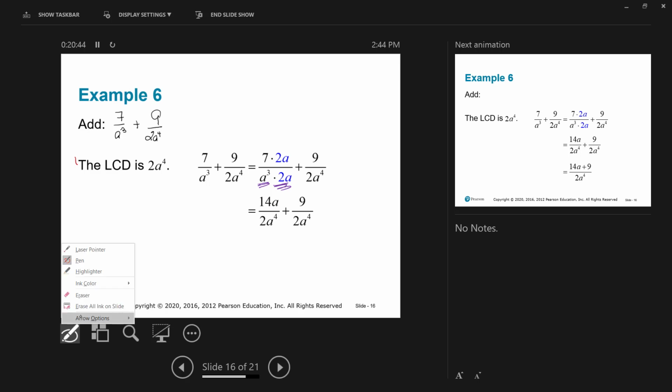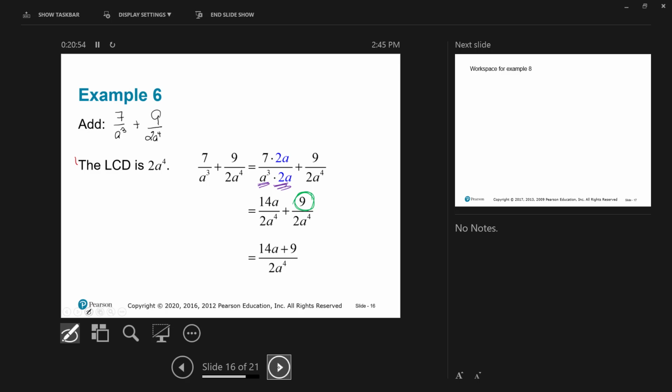Now let me ask you something. Since the denominators are the same, are we able to add? Yes. But does this 9 have an a? No. Which means you are simply going to have 14a plus 9. Last step is to reduce, remember, and that's my question. Can I reduce? And in order to reduce, you have to see if you can factor. Can I factor? Nope. So since I cannot factor here, I cannot cancel anything out.